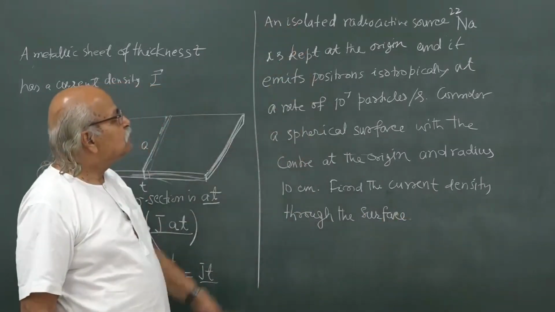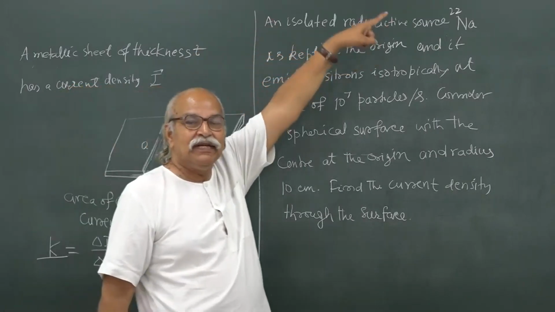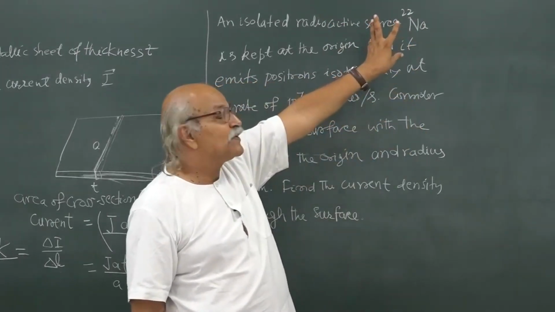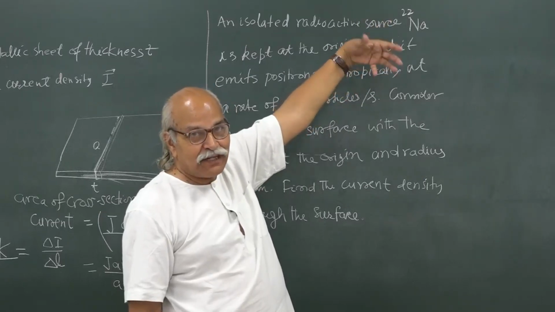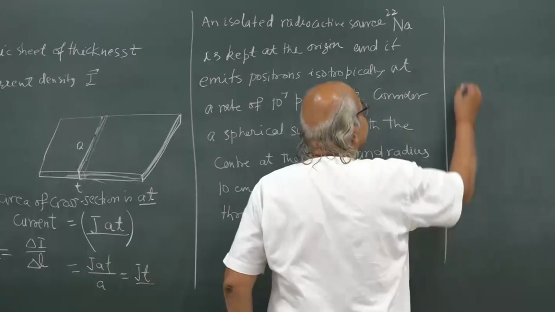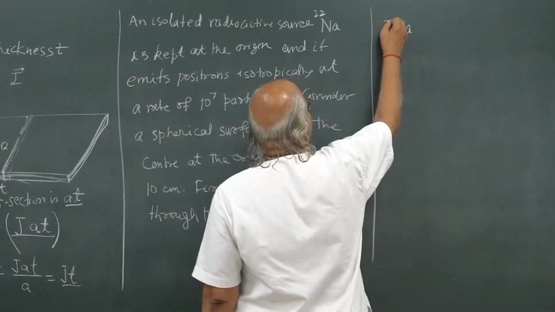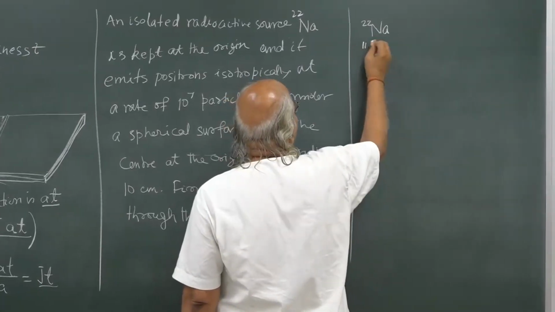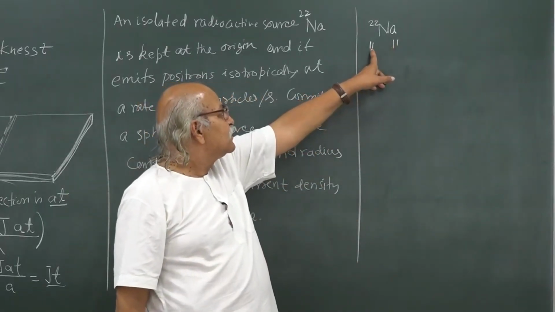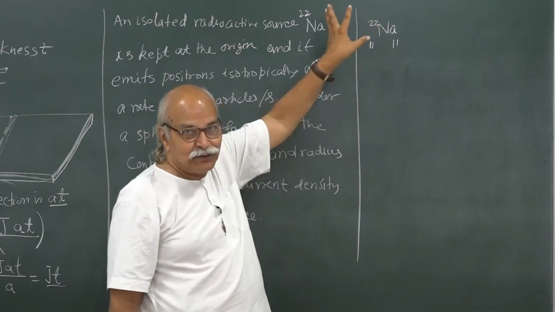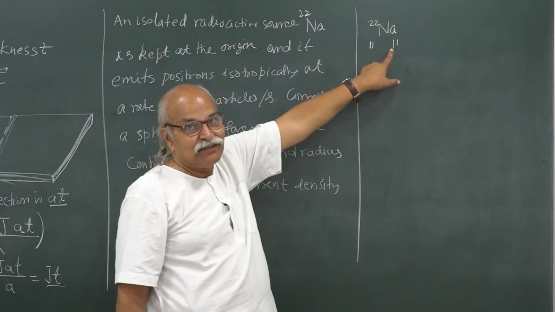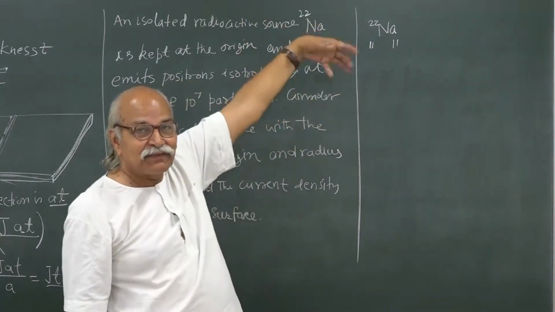So what is all this? You have a radioactive source, sodium 22. Sodium in general has mass number 23, with 11 protons and 12 neutrons. That's the most stable isotope. But if you make sodium 22, it means 11 protons and 11 neutrons, so the number of neutrons is less and the number of protons is more, from the stability point of view.